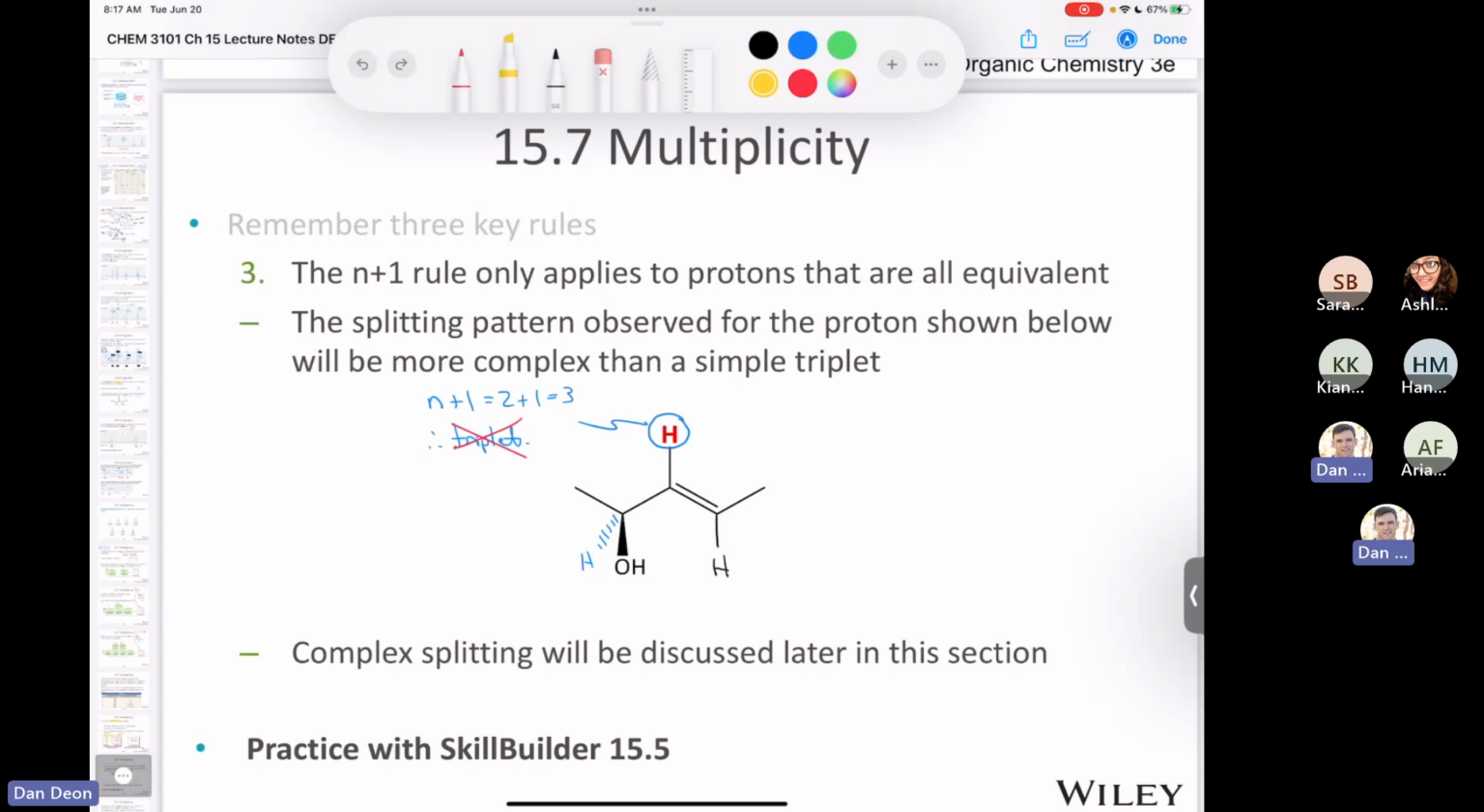You would say, okay, the proton in red is split by the proton in blue. That one, if I write it down here in blue, is going to give me n+1 is equal to 1 + 1, which equals 2. So that's going to give me a doublet. And then we would do the same thing with the hydrogen in black and say, well, n+1, so this one is going to give me 1 + 1, which equals 2. So that's also going to give me a doublet. So instead of giving you a triplet, it's going to give you a doublet of doublets.